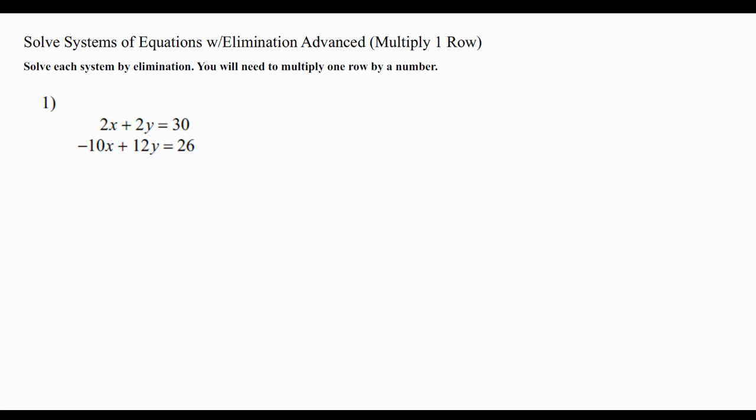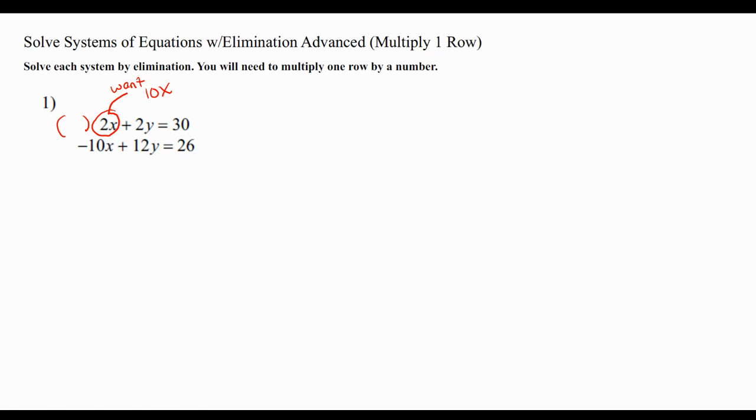All right. So this is example 1. And it says solve each system by elimination. You will need to multiply one row by a number. So for this example, I'm going to choose to eliminate x. So if I'm going to eliminate the x, then what do I want in this spot? Remember, you always have to decide on what you want. Well, in order to eliminate, I want the 2x to become a 10x. So that's how we decide what number to use on the outside.